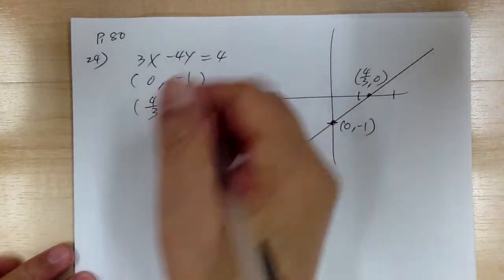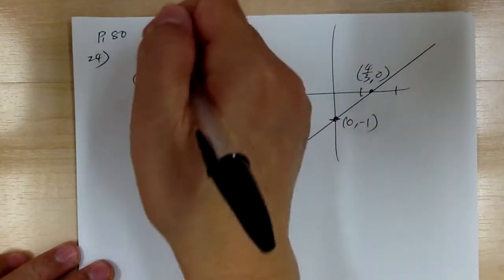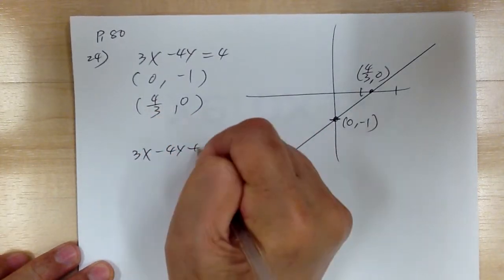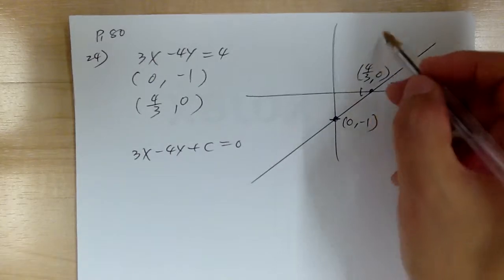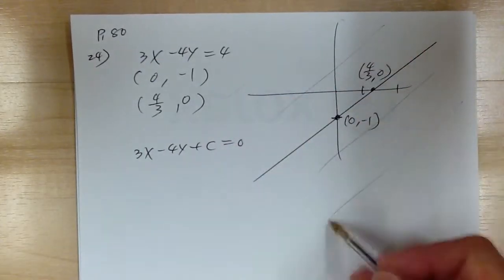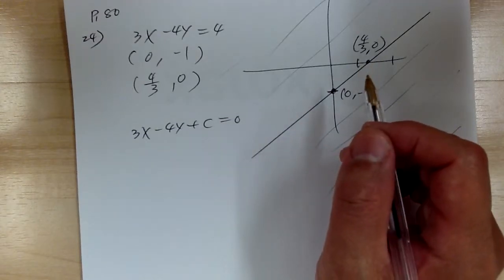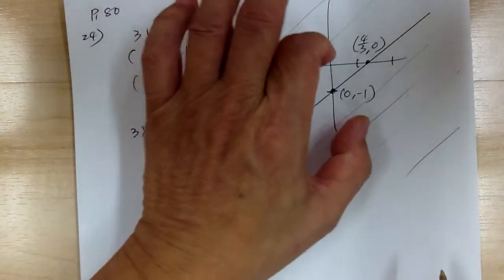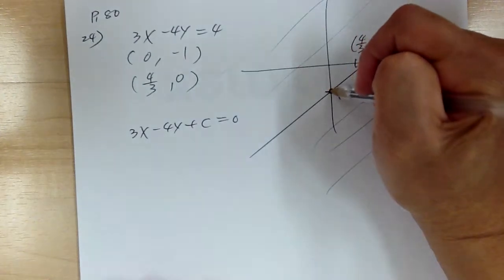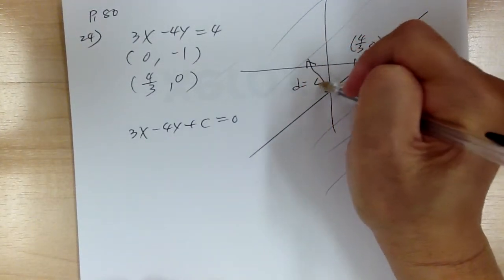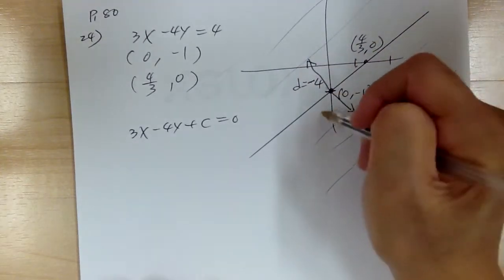Right away, the equation for the family of lines would be 3x minus 4y plus c equal to 0. You're going to have an infinite number of lines going all over the place, all these parallel lines. But you're looking for the ones that are 8 units apart. If they're 8 units apart, that means you have to go up 4, so this would be equal to negative 4, and go down 4.